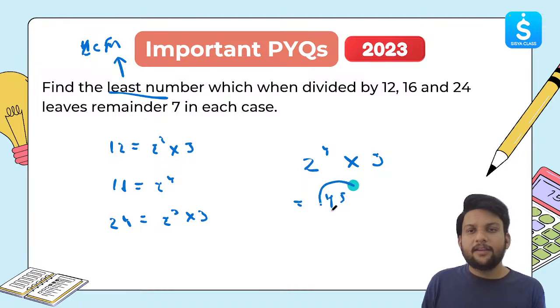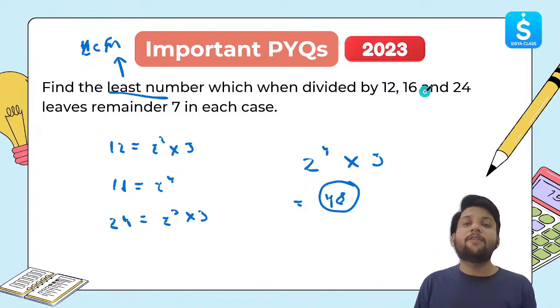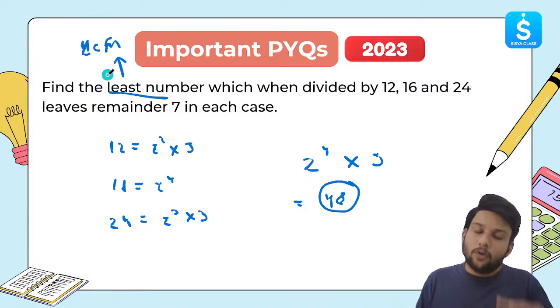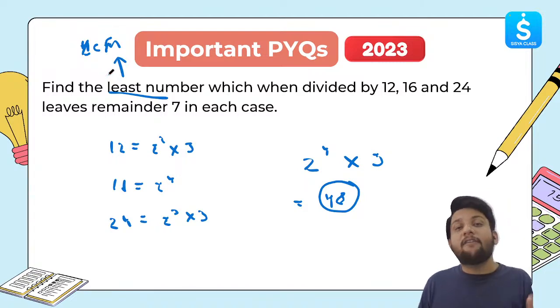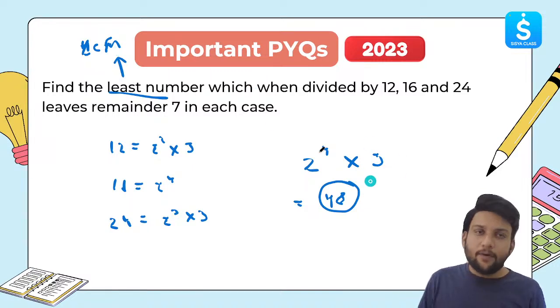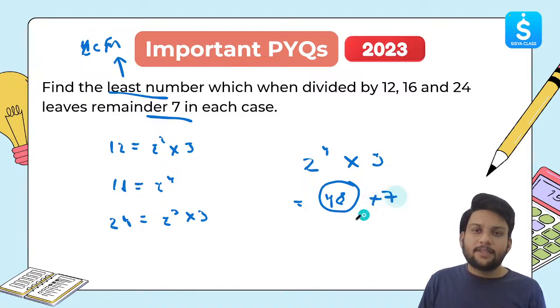But here it will be interesting. We have to find the least number which when divided by 12, 16, and 24. See, we have to find the number. That's what I told you, it's not always like this. The number has to be bigger than 12, 16, and 24, right? So we have to find LCM. We have found LCM, but what is the remainder? It is leaving 7. So I will just add 7 to the answer. I will get the answer as 48 plus 7, which will give me 55.